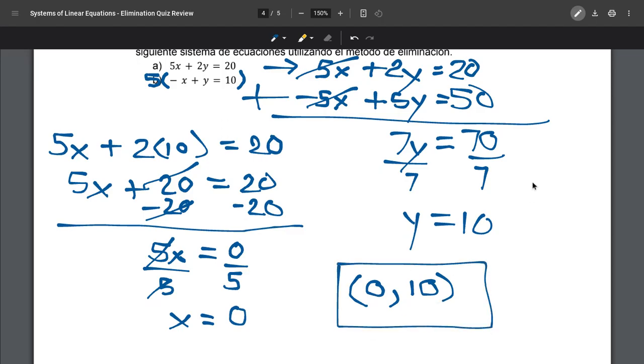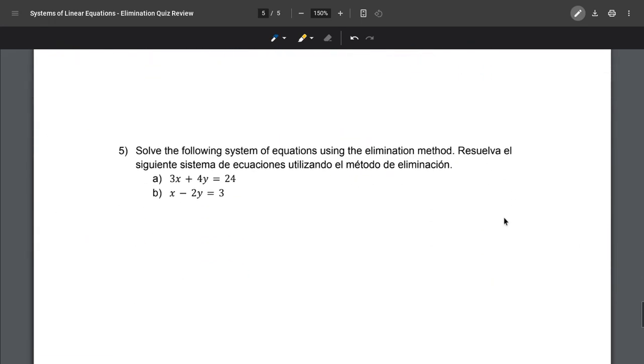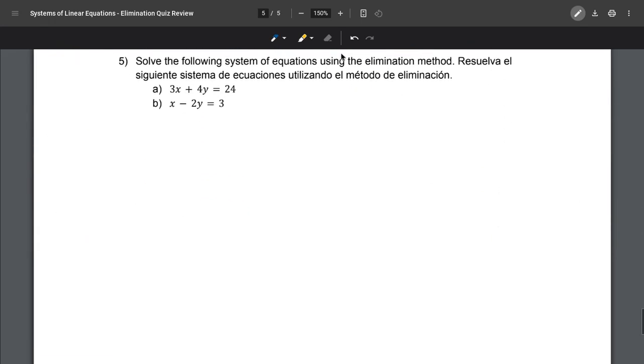All right. One more to go. This one we have 3x plus 4y equals 24 and x minus 2y equals 3. I would multiply the bottom equation by 2. That way we get a minus 4y here, a plus 4y, and those y's will cancel. That is why we should multiply the bottom equation by 2.